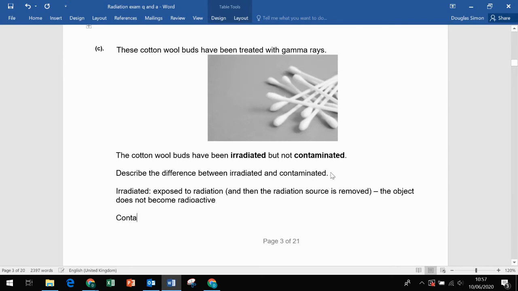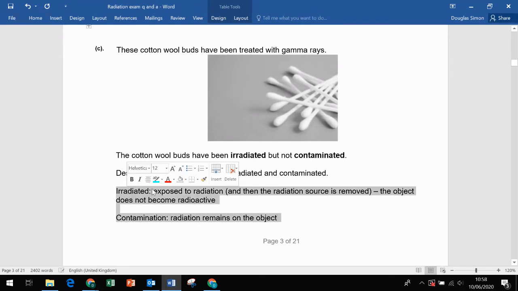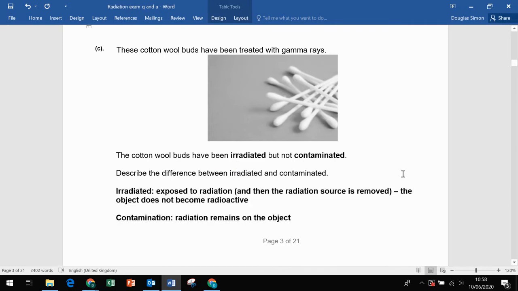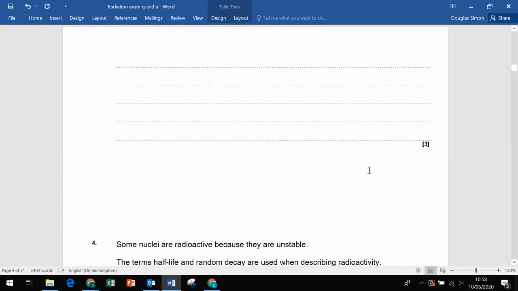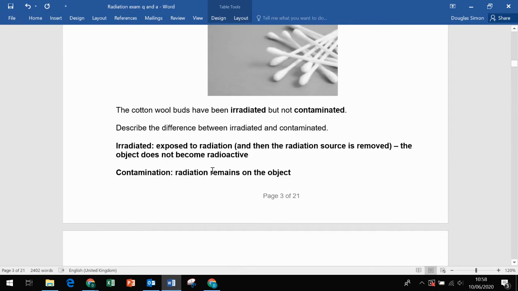but contamination, radiation remains on the object. Okay, so that's the key difference. All right, this comes up all the time, guaranteed easy marks for remembering this difference here. Maybe here I'll just say radioactive material. But that probably doesn't matter.